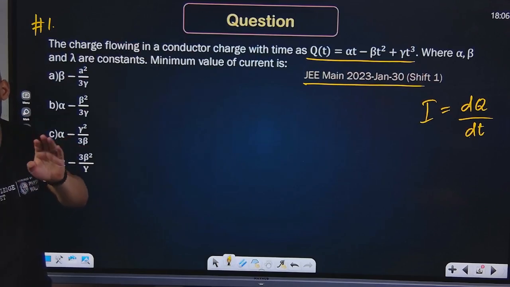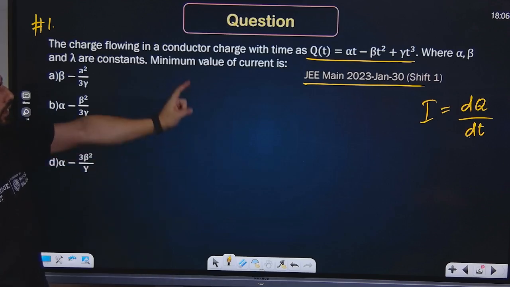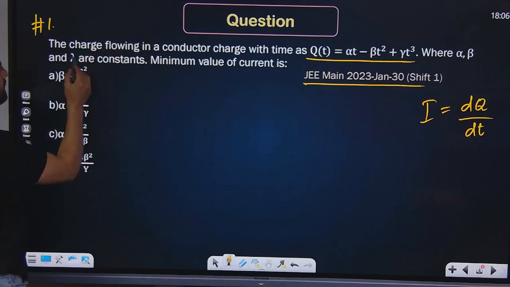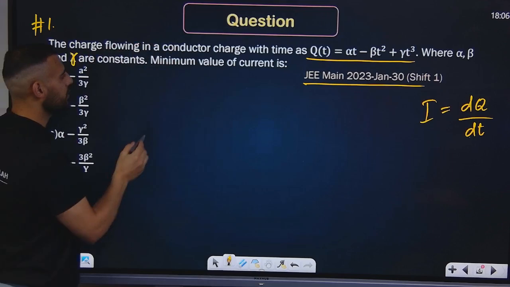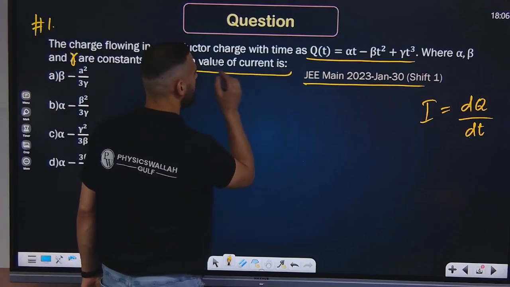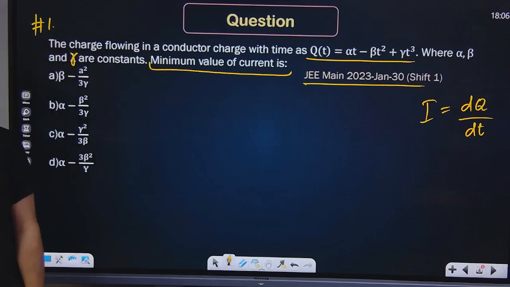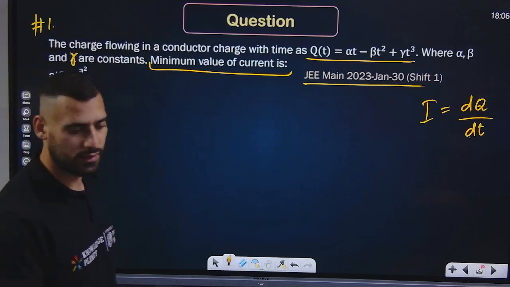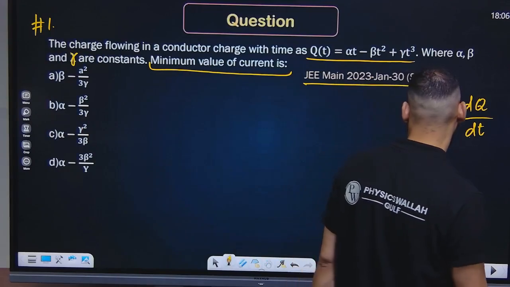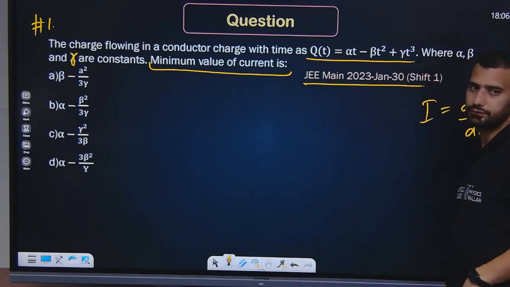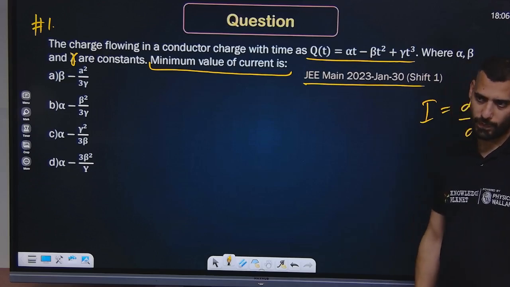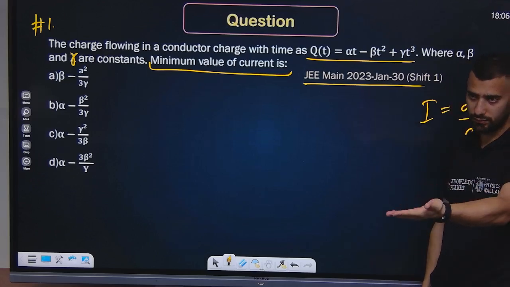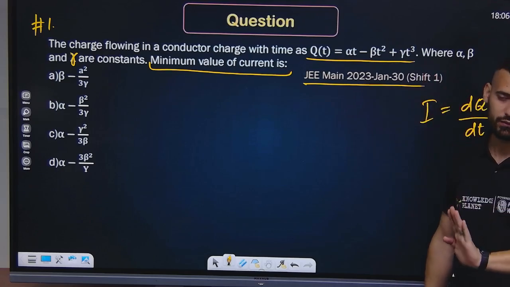So it's not a uniform charge. Charge is varying with time. Alpha, beta, and gamma are constants. The question is, what is the minimum value of current? First of all, we need to know the value of current. Then we can find the minimum, right?